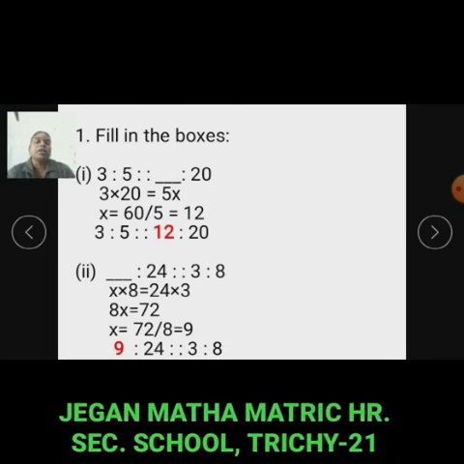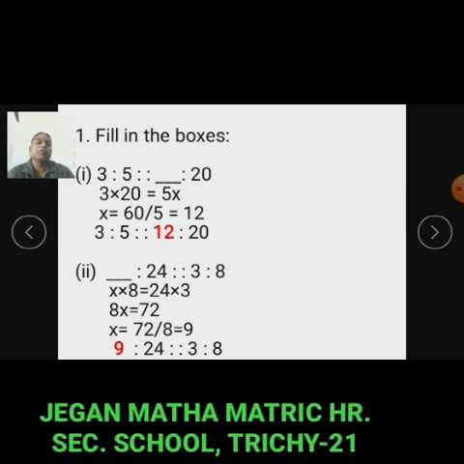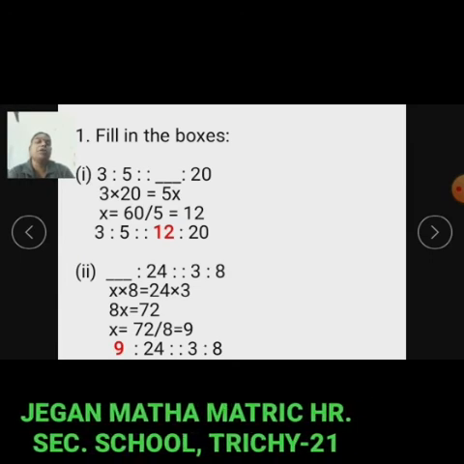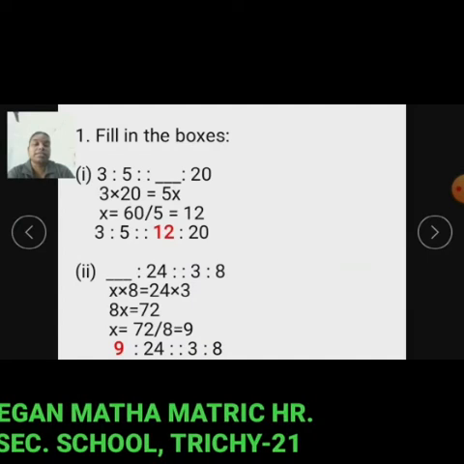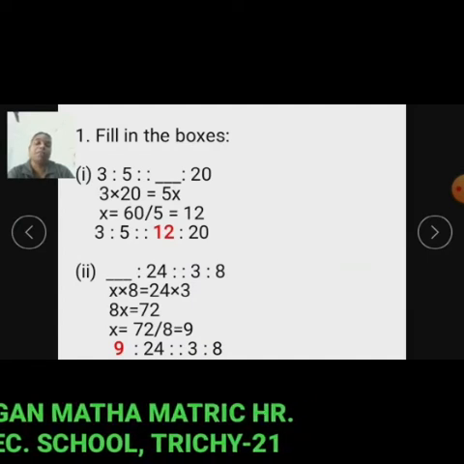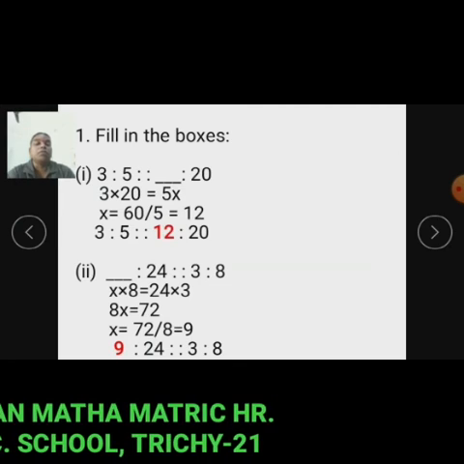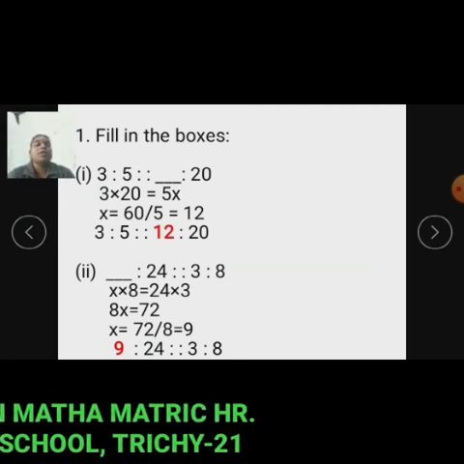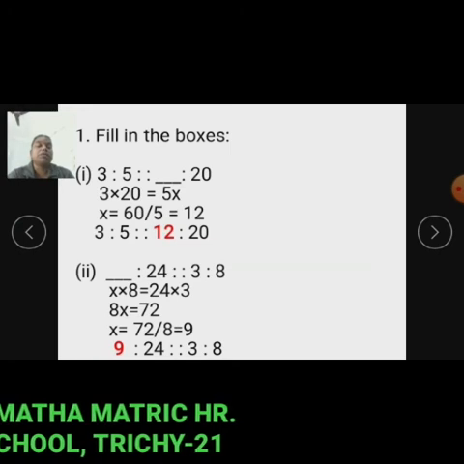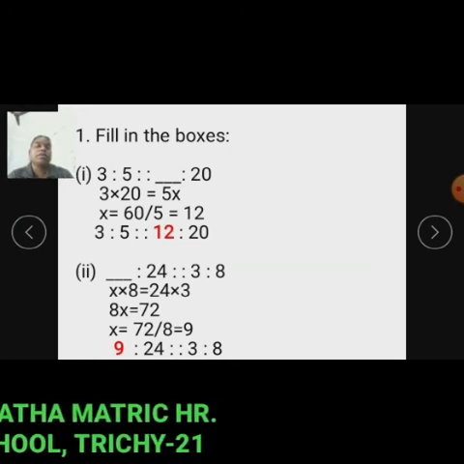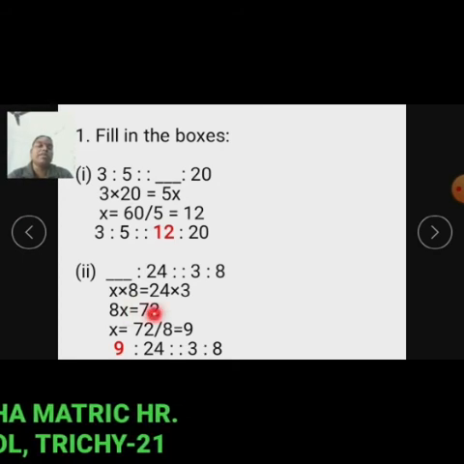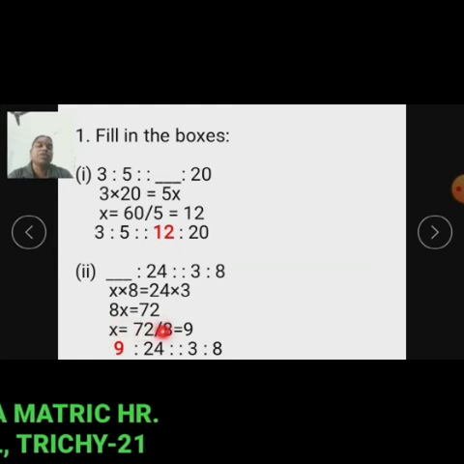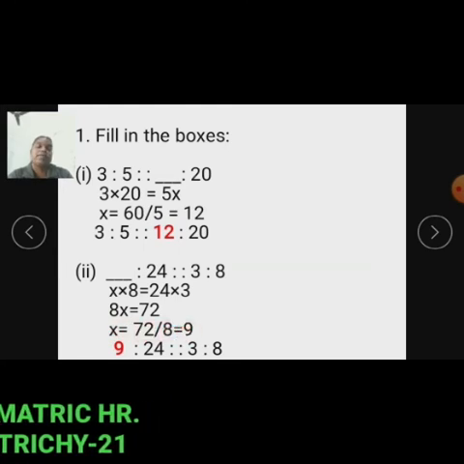Subdivision 2, dash is 24 is proportion to 3 is to 8. The unknown value is taken as x. x and 8 are extremes and 24 and 3 are means. So, according to proportionality law, the product of extremes is equal to product of means. So 8 into x equal to 24 into 3 equal to 72. 8x equal to 72. X equal to 72 divided by 8 equal to 9. So the answer is 9.